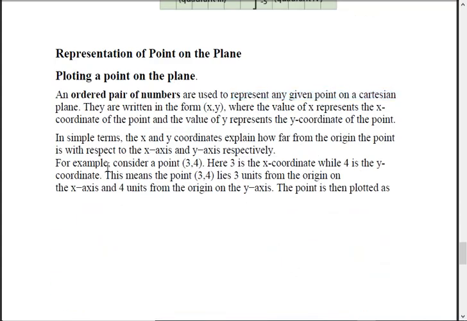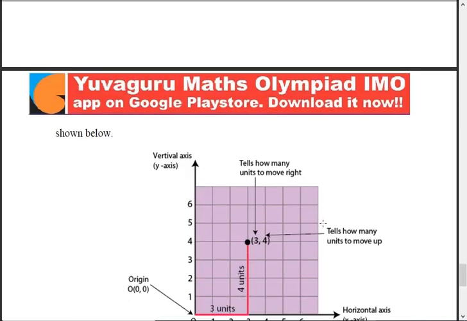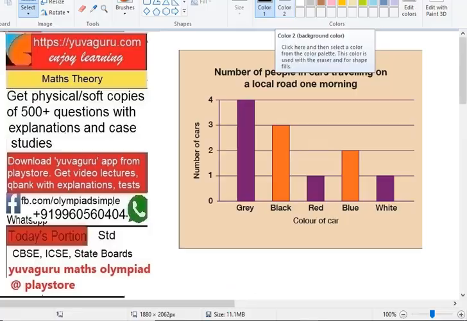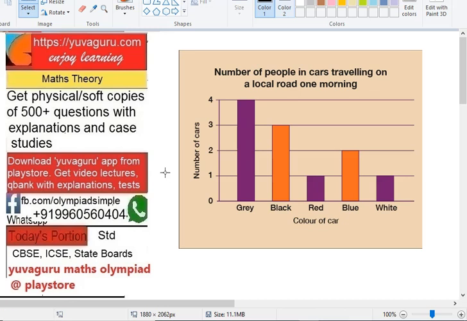For example, consider the point 3, 4. Here 3 is the x coordinate while 4 is the y coordinate. This means the point 3, 4 lies 3 units from the origin on the x-axis and 4 units from the origin on the y-axis. The point is then plotted as shown below. See this, 3 on the x-axis and 4 on the y-axis, and it is plotted over here. Okay, so that was the theory on introduction to graphs.